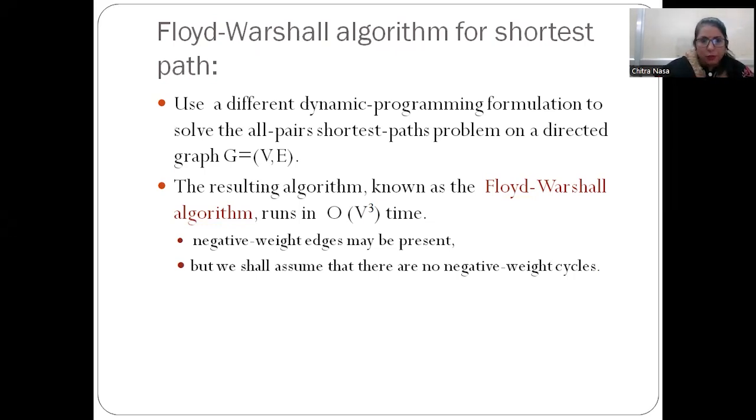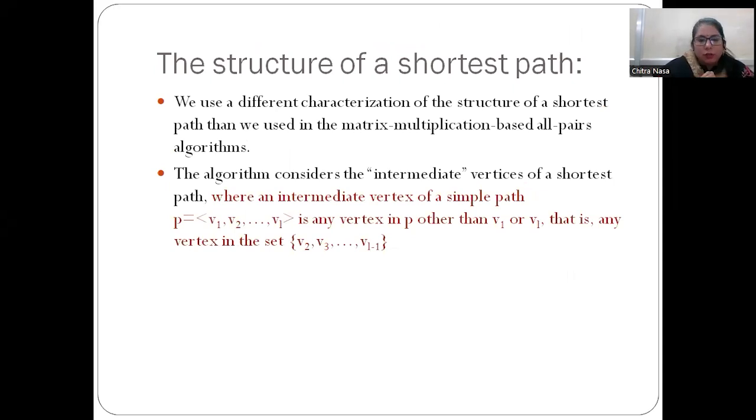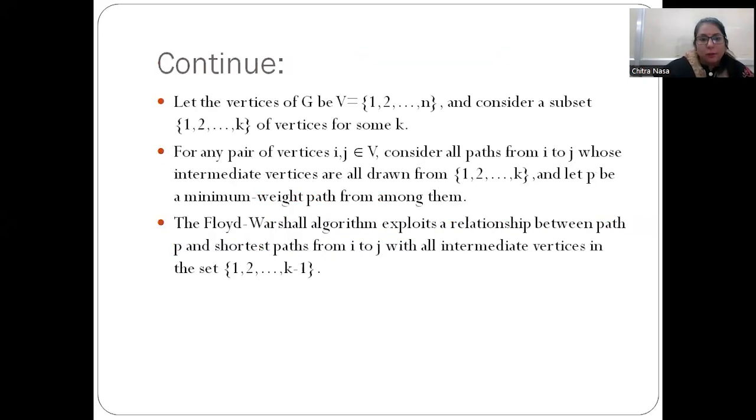We're assuming this in this problem. Now, what is the structure? In the structure, it says there is an approach which works on intermediate vertices. The whole algorithm considering the intermediate vertices is based upon this concept. Now, what is an intermediate vertex on a shortest path? So let us see first.